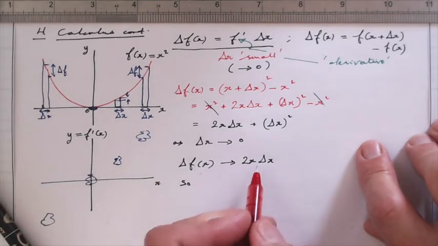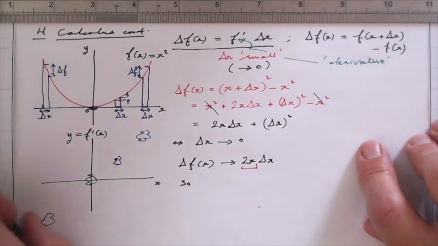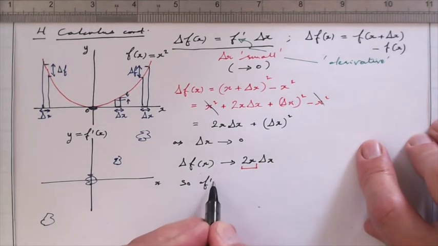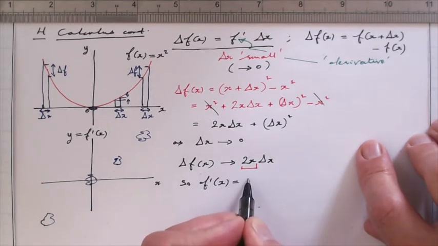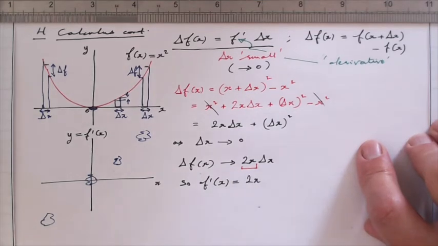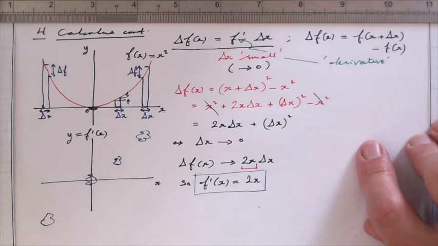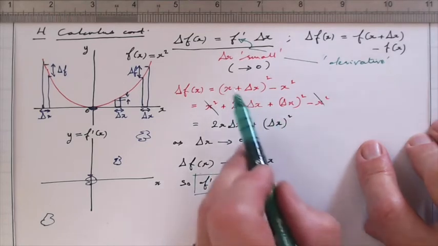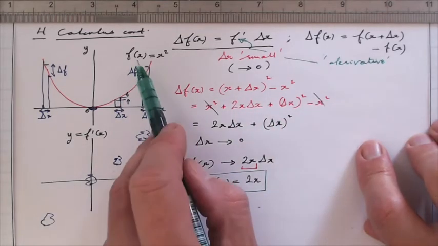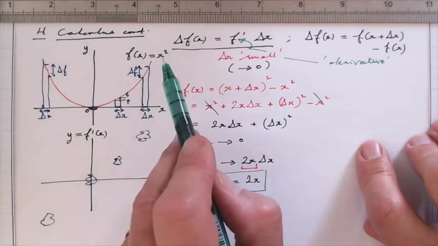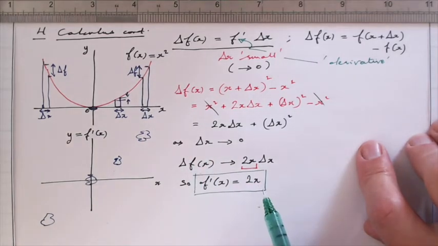Namely, it's this thing multiplying delta x. So we have that f primed of x is equal to 2x. And that has completed the first of a number of derivations we're going to do of derivatives. And we haven't had to rely on someone telling us this. We've actually derived it with our bare hands using some pretty simple algebra, that the function f equals x squared has a derivative equal to 2x.